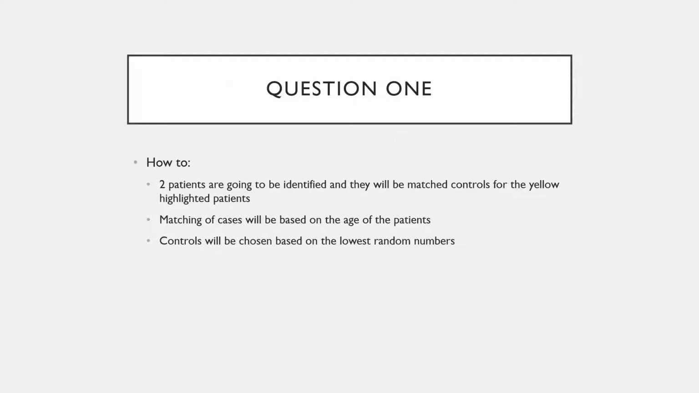So, how we do the first part of question 1 is that there will be two patients who are going to be identified, and they will be matched controls for the yellow highlighted patients. Matching of cases will be based on the age of the patients, and the controls will be chosen based on the lowest random numbers.